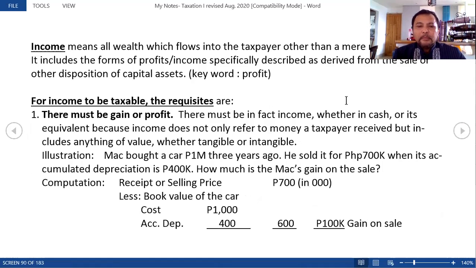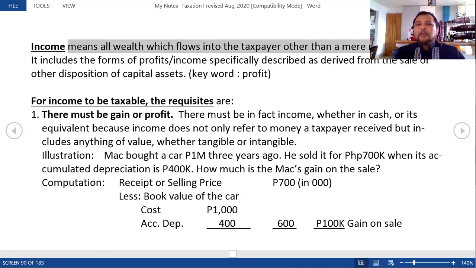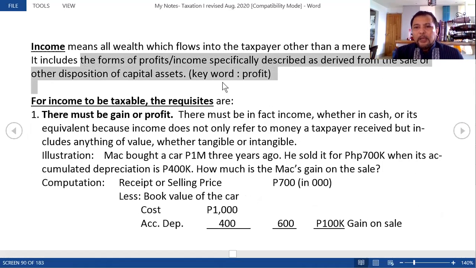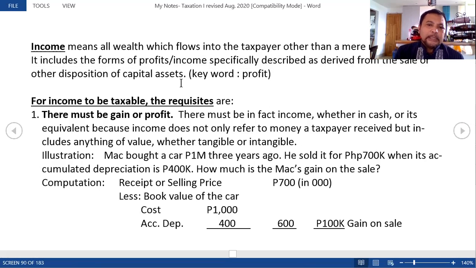Right, income also is defined as all wealth which flows into the taxpayer other than a mere return of capital. It includes forms of profits, income specifically described as derived from sale or other disposition of capital assets. Capital assets, by the way, are those assets which are not used in your business. It's capital assets.